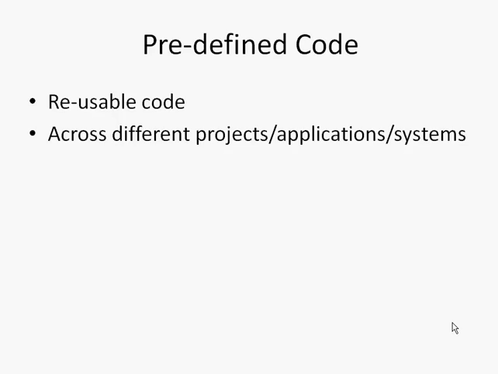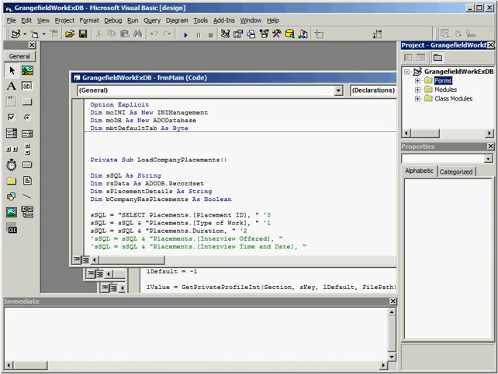We should also mention something called predefined code. Procedures and functions are all reusable, we know that, but predefined code is reusable across different projects, applications, systems. So let's have a look at an example, but not in VB.NET. Let's have a look at an example in VB6. This is a system for logging work experience placements for students, but it uses code that's been used in other systems that were built before this one.